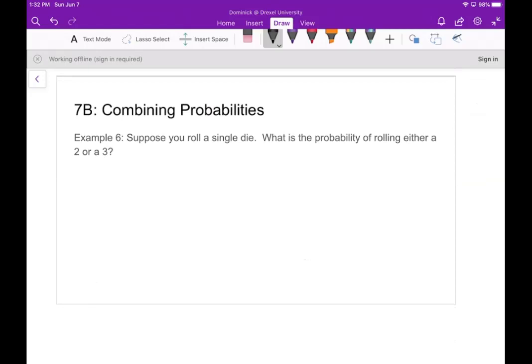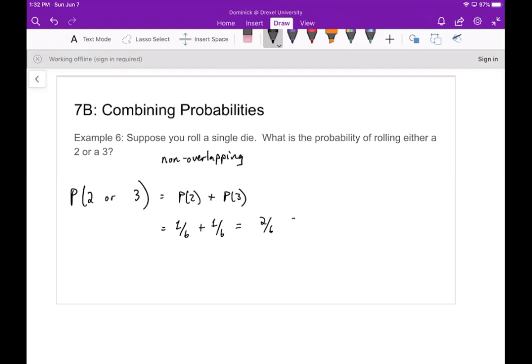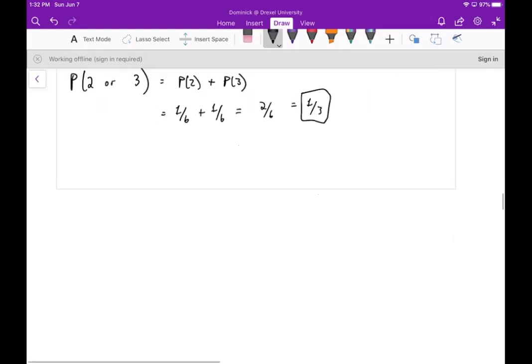Okay, so suppose you roll a single die. We want to know what is the probability of rolling either a 2 or 3. Well, you can't roll a 2 or 3 at the same time, so these are non-overlapping. So we can apply what we just discussed here. This would be the probability of getting a 2 plus the probability of getting a 3. And of course, each of these are 1/6. So we get 2 out of 6, which is also 1/3. So that would be the probability of rolling either a 2 or a 3.